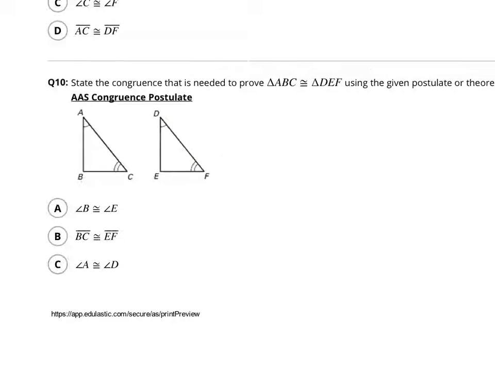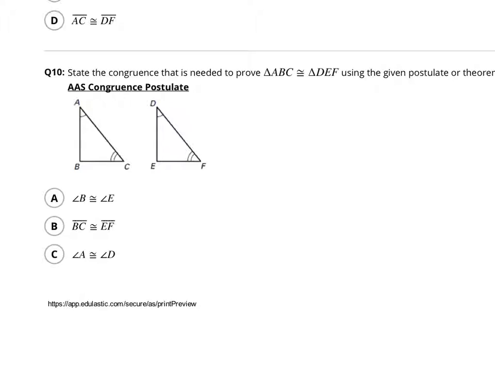Question 10, same thing, only which piece of information do we need from these choices to make it angle, angle, side? And again, remember, I like to label these. So like there's an angle, here's an angle, here's an angle. What are we missing?